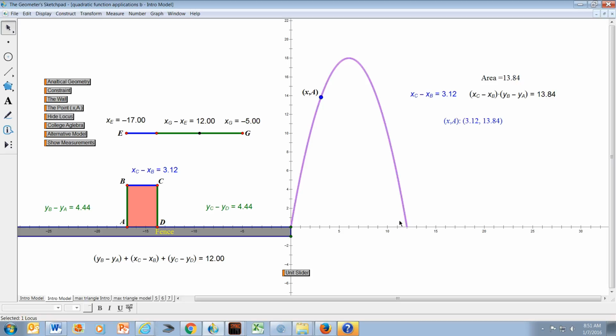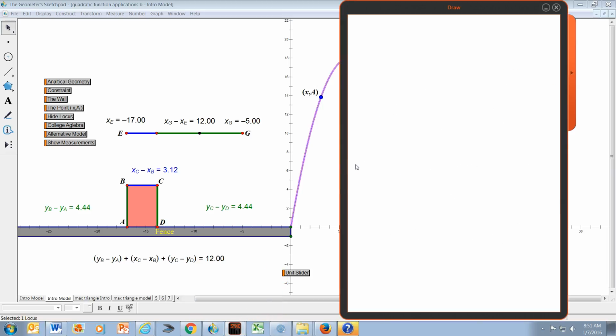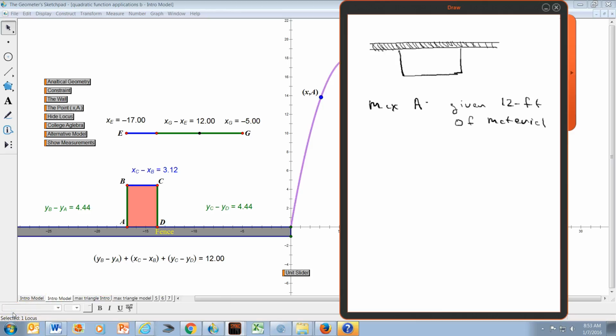Okay, so let's do the college algebra. Let me get a whiteboard out here. Okay, so I'm back. Let's look at the college algebra of this problem. And here I've already drawn our model again.